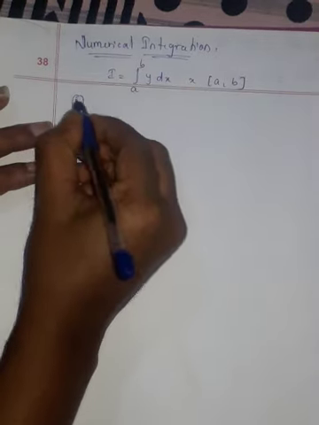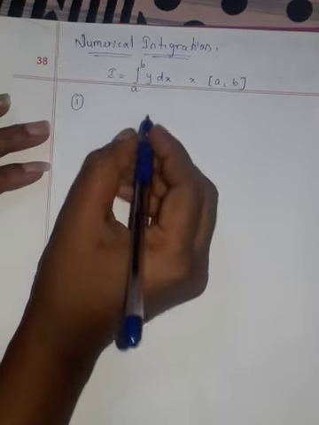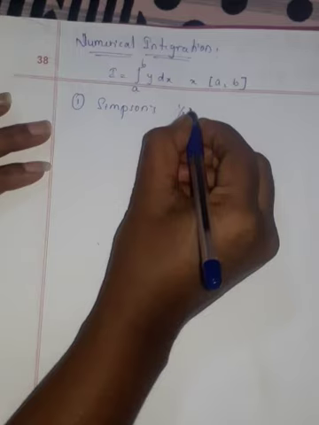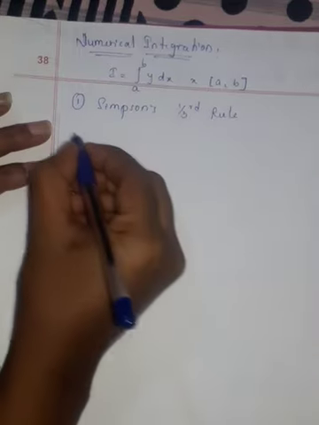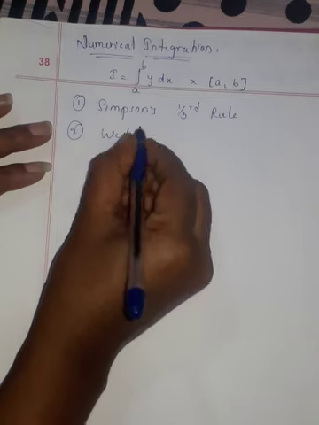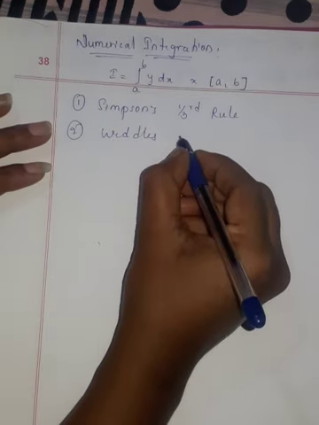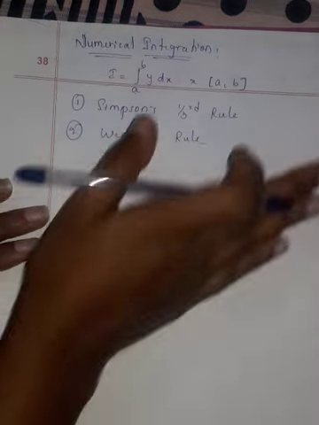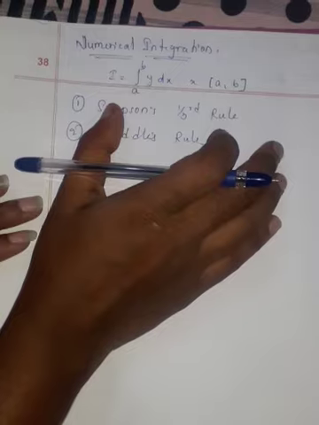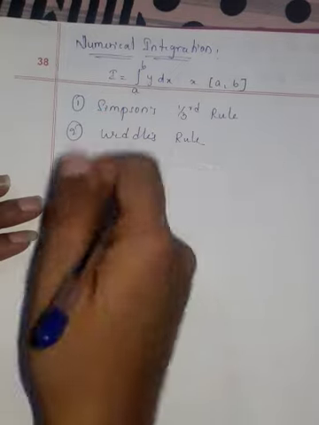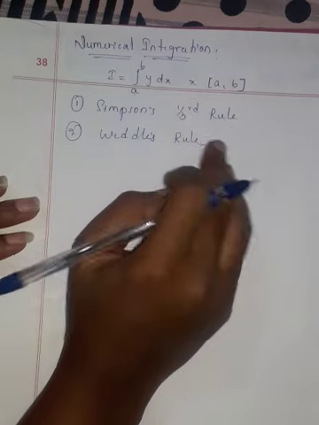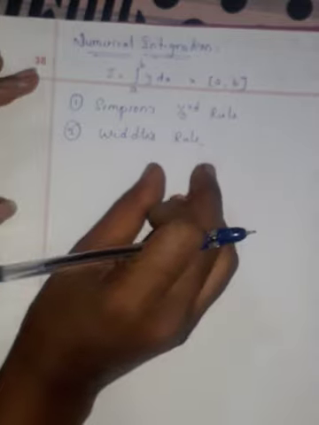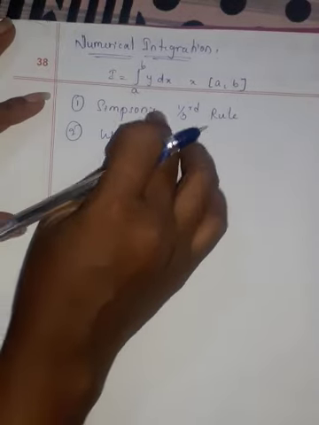So the two rules or formulas are Simpson's one-third rule, and the second one is Weddle's rule. We use common steps for applying either of these rules. So there are some common steps for finding the approximate value for both the rules.